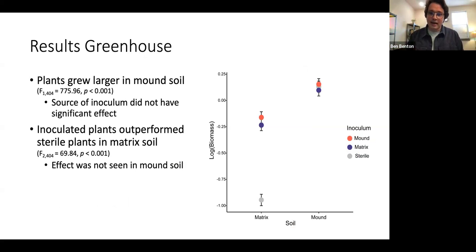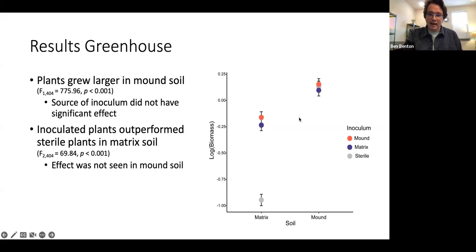We found that in general, plants grew considerably larger whenever they were planted in mound soil. And between both the mound and the matrix treatments, there was no effect of the source of the inoculum. So both microbial communities from the mound and the matrix performed about the same.